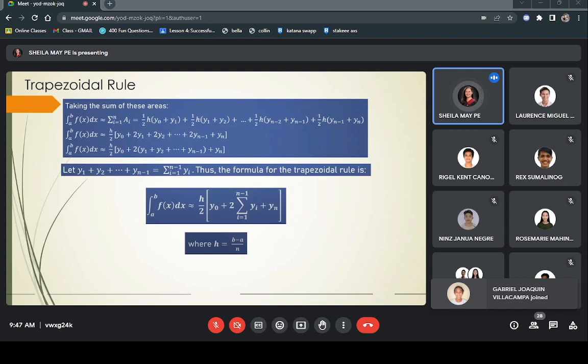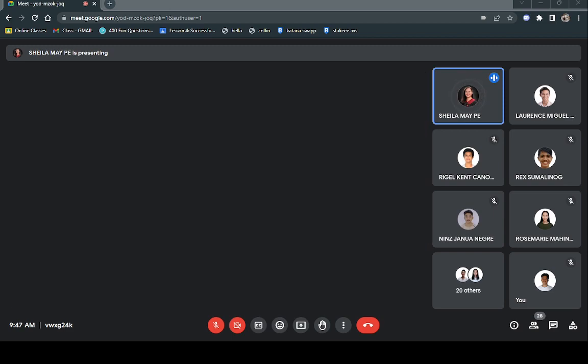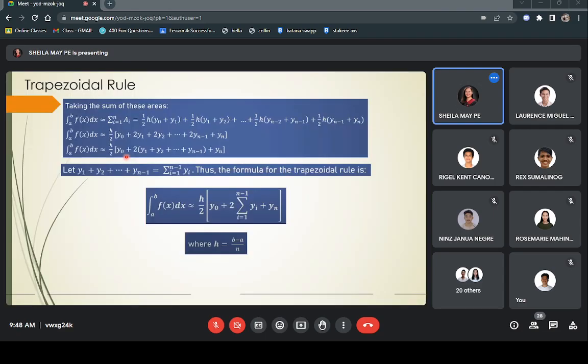Thus, the formula for the trapezoidal rule is, we have here a definite integral of f(x) dx from a to b, which is approximately equal to the formula using the trapezoidal rule, h over 2, okay, from here. Y sub 0. Do not be confused, class, if I always mention y sub o. It is always equal to y sub 0. So that's plus 2. Do not forget here, plus 2.